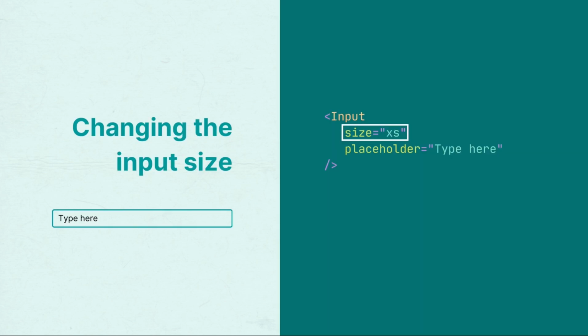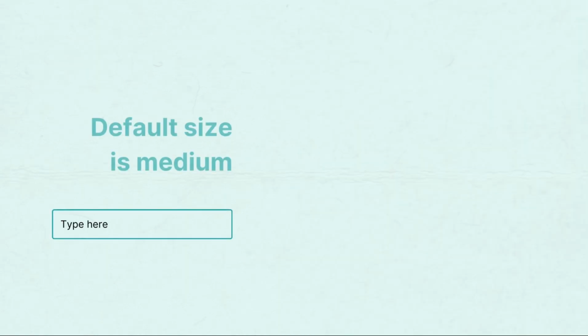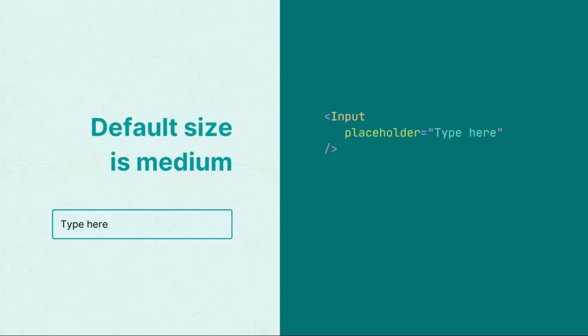You can change the input size by passing the size prop and setting its value to extra small, small, medium, or large. What if no size prop is passed? The medium size, which is the default input size, is used.